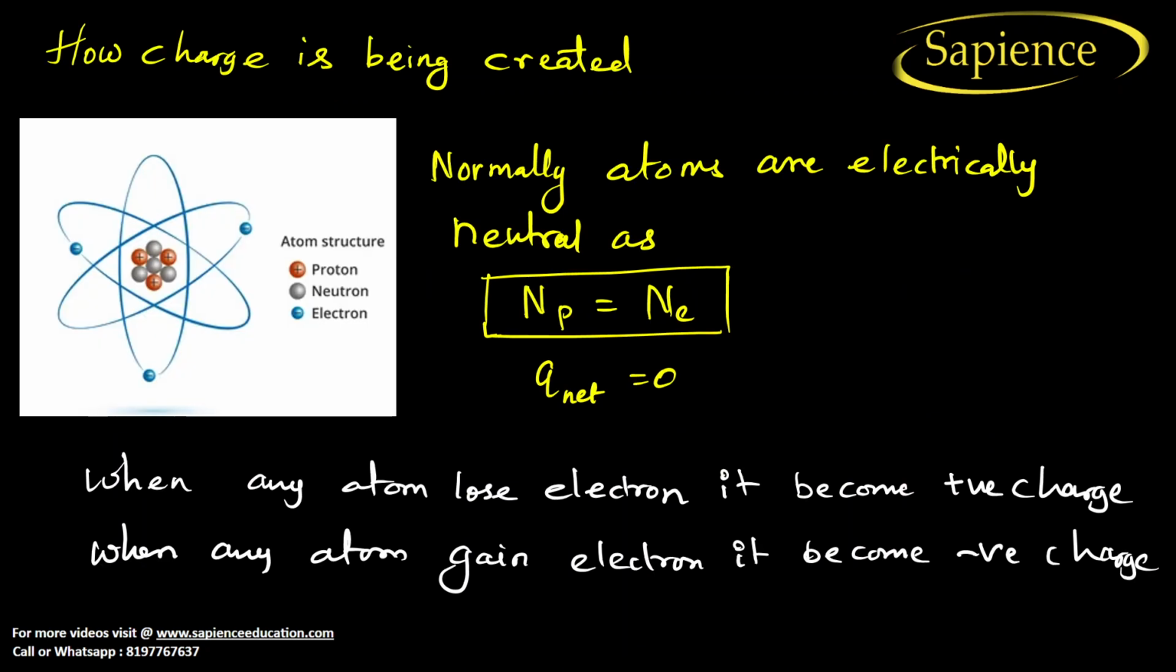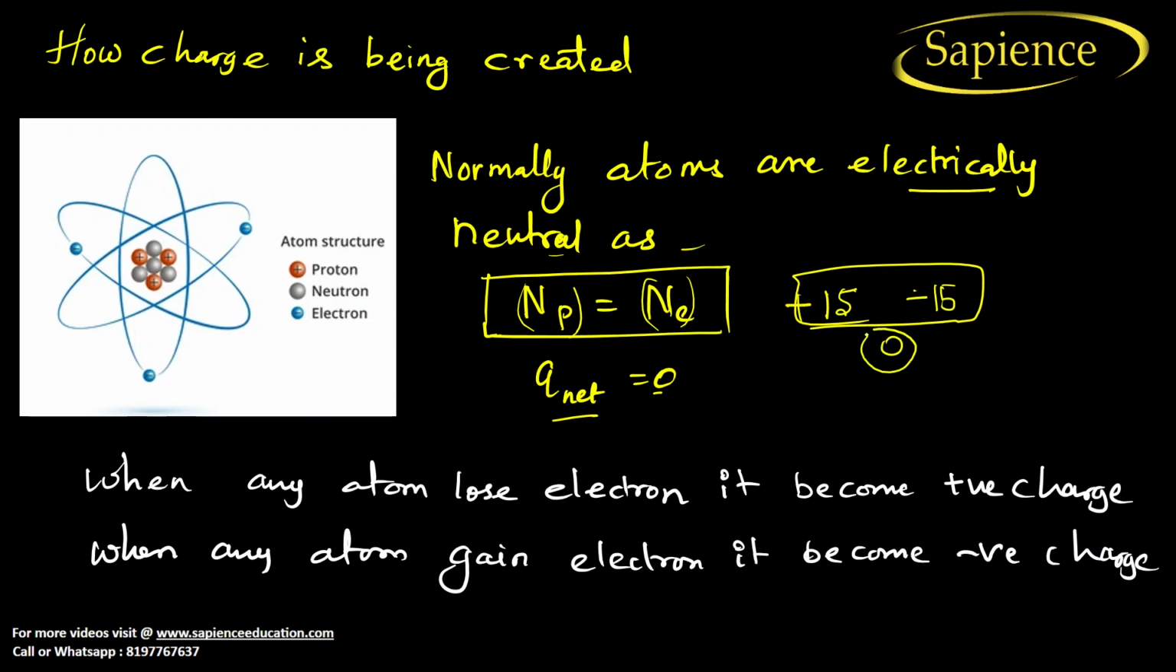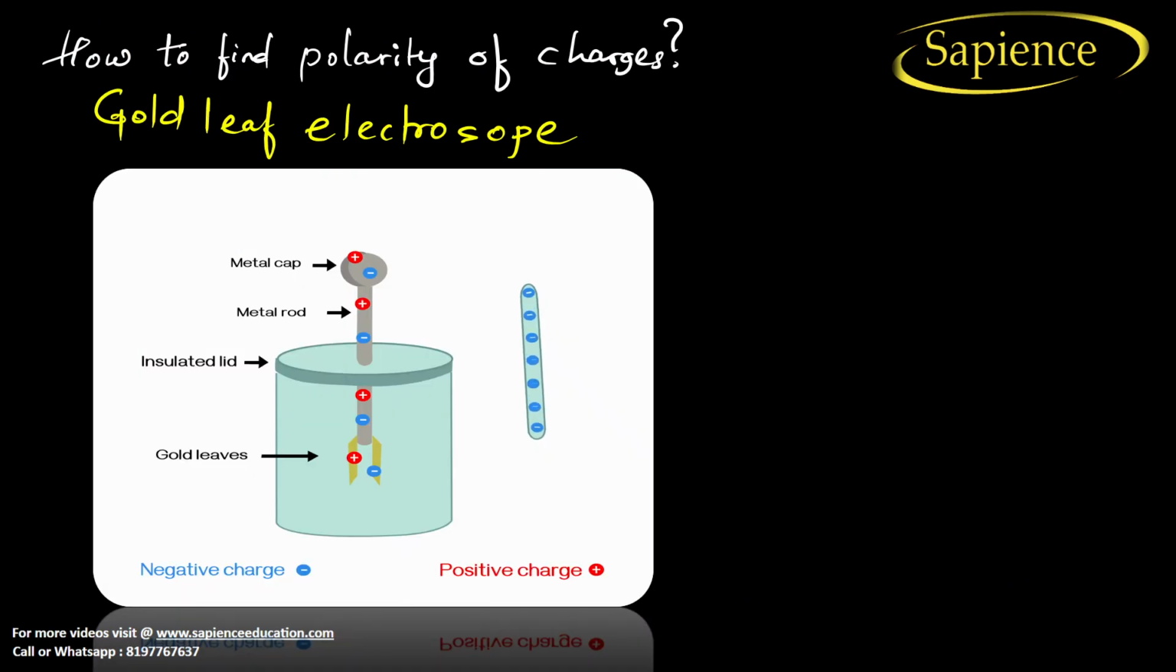Okay. Now let us see how charge is created. Normally atoms are electrically neutral, as the number of protons will always equal the number of electrons, so the total charge will remain 0. For example, if the number of protons is 15, the number of electrons will also be 15. When you add these both charges, it becomes 0 charge. That's why normal atoms are electrically neutral. Now when any atom loses an electron, it becomes a positive charge, and when any atom gains an electron, it becomes a negative charge, as we have already discussed.